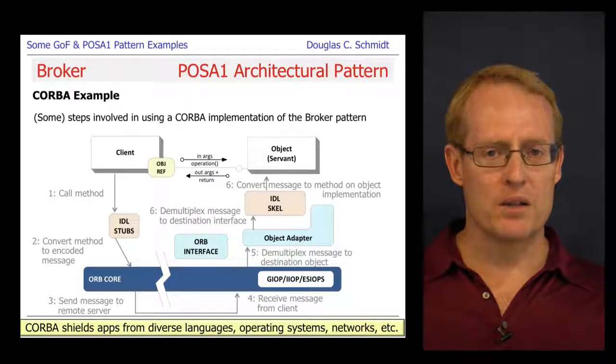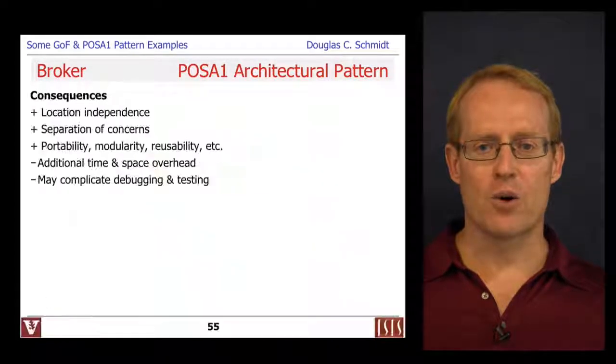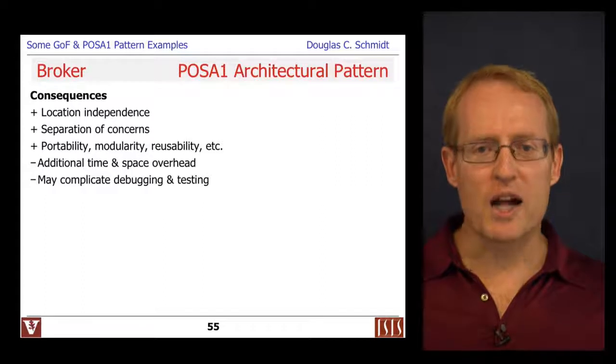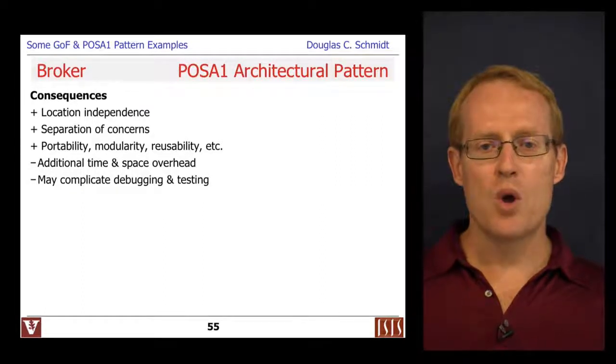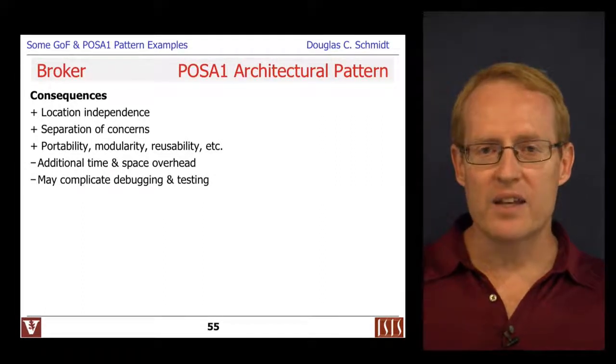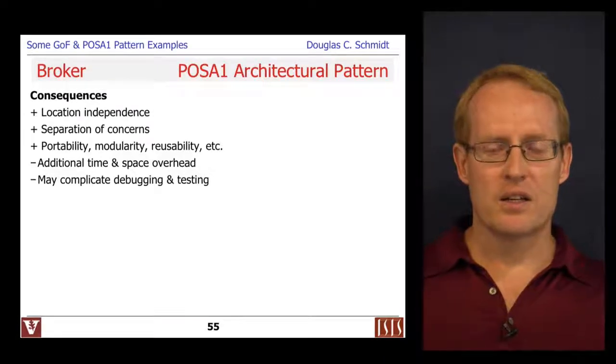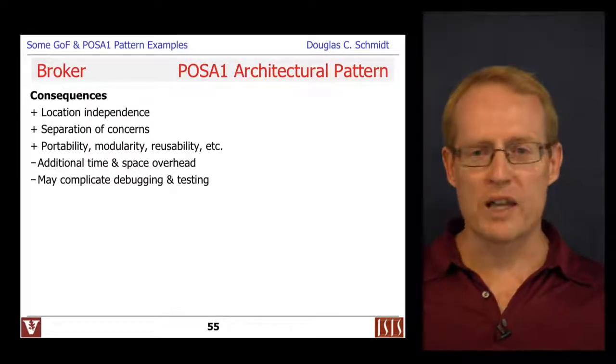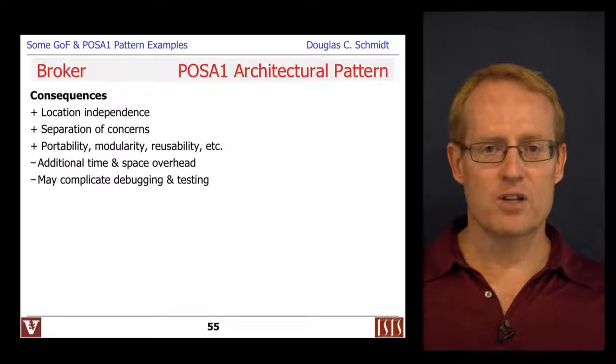We'll talk more about CORBA and brokers later on in the course. So what are some of the consequences of using a broker? Well, one of the key things you get is location independence. The applications don't really care where their objects reside. The broker takes care of that.